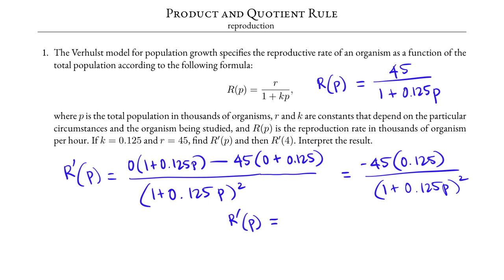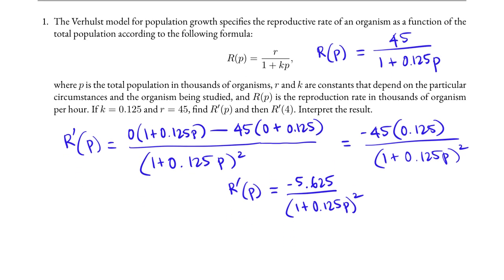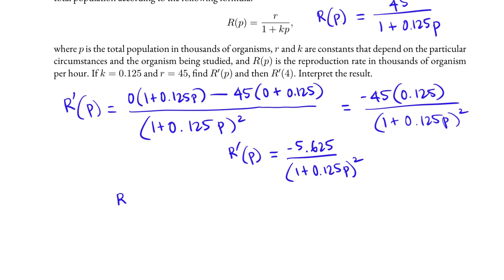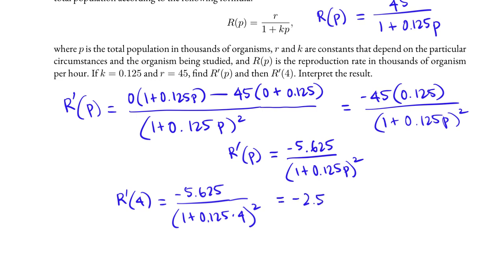If we take negative 45 times 0.125, we will get negative 5.625. Leave the denominator alone in the squared form. We rewrite the denominator. This is R prime of P. R prime of 4 is therefore negative 5.625 over (1 plus 0.125 times 4) squared. Use a calculator. We compute that this is negative 2.5.